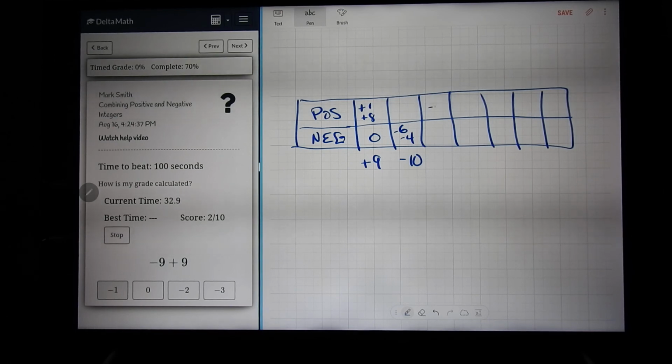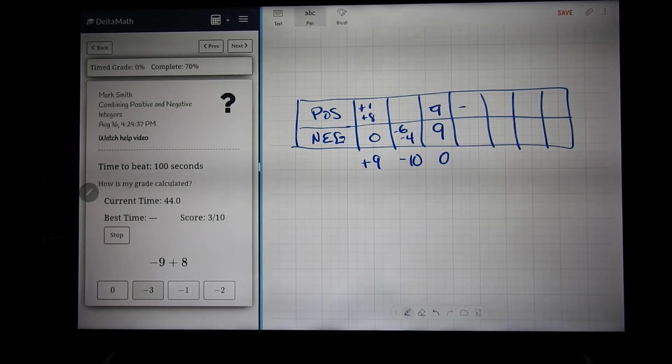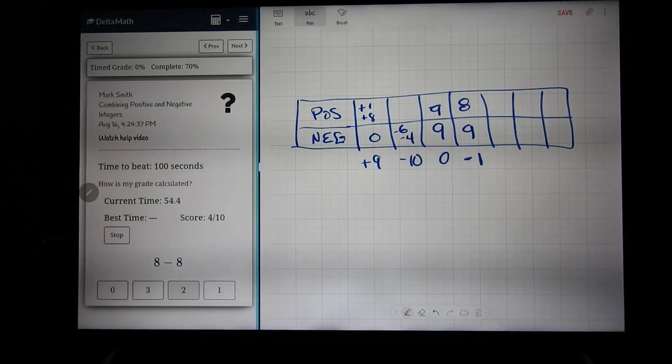We have the positive team has 9 and the negative team has 9. Who's ahead? No one. That must mean it's a 0. Okay, the positive team has 8 and the negative team has 9. Who's ahead? The negative team by 1. Negative 1. Okay, same thing. 8, negative 8, that's going to be a 0. 8 and 1, both positive, that's a 9. Negative 8 and negative 7 is negative 15, and they're both negative. These are the same, so it makes a 0.